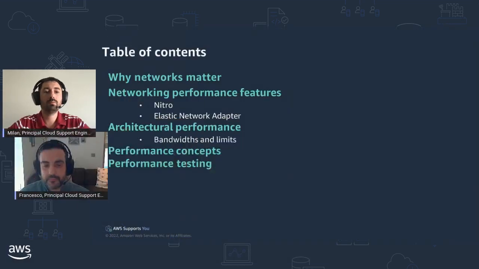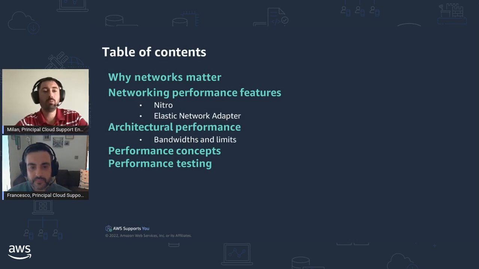With that said, Milan, can you walk us through what we're going to be talking about today? Awesome. Thank you, Francesco. So today we'll be talking about why networks matter and how picking the right configuration fits into your model of designing applications. What are the different network performance features that are present in AWS? Looking into the Nitro platform and then the Elastic Network Adapter, and then looking again into the overall architectural performance and being aware of certain bandwidth limitations, and how to design and how to scale around them. And lastly, we're going to be touching on important performance concepts and how to do performance testing.